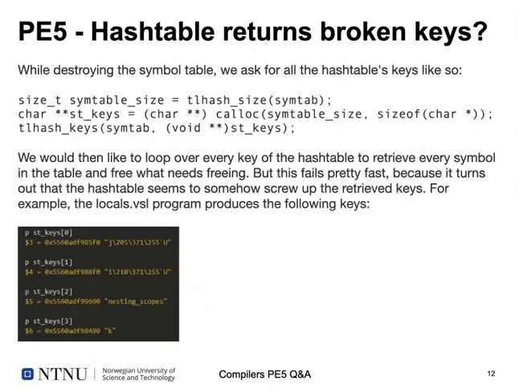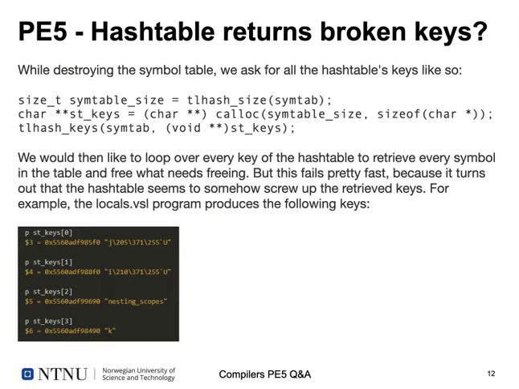Final question, I think, was that the hash table seems to have returned broken keys. So this group found out that while destroying simple tables, they asked for all the keys in the hash tables like that. So they got the size of the hash table first, stored it in simple table size. Then they actually alloced an area of memory on the heap, which contains some table size, many character pointers, and then got the keys out of this with TL hash keys.